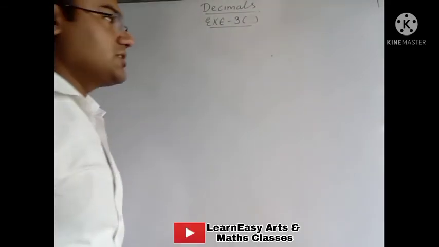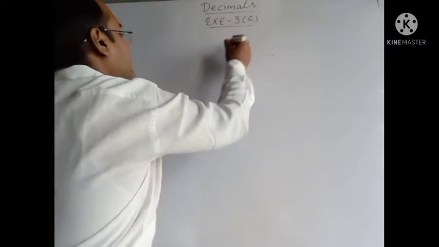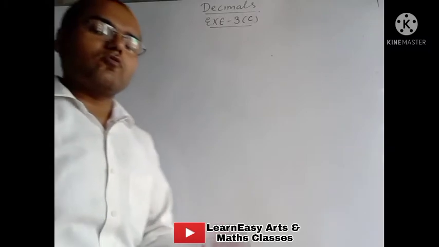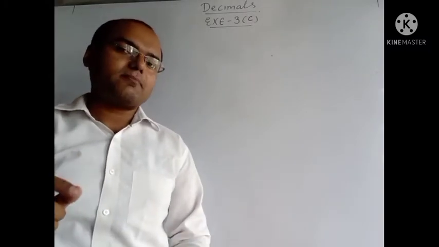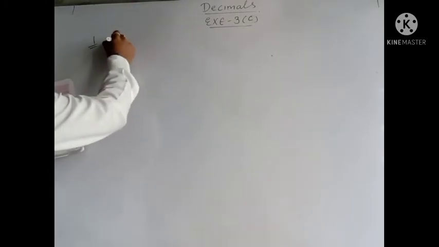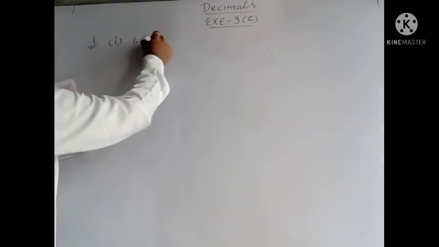Exercise number 3rd C. First question. Heading of the question is you have to find the product. So product means multiply. So first part, 1.8 multiply 10.